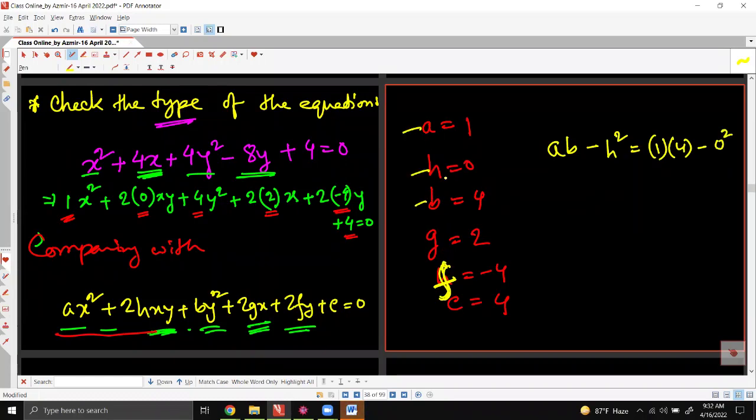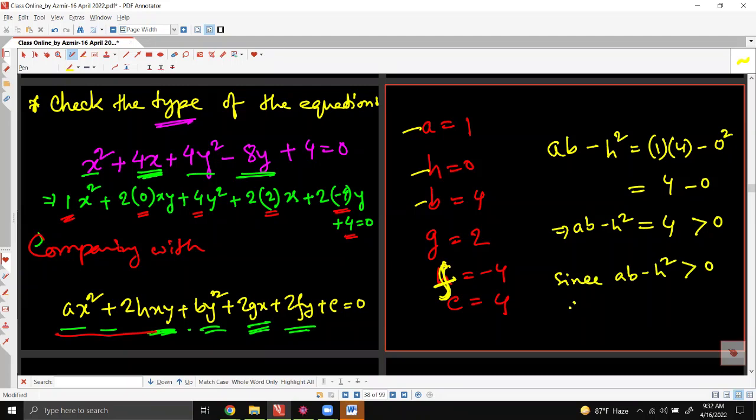ab minus h squared: these three pieces of information are needed only. So 4 minus 0, that is 4. 4 is greater than 0. That means you can see that ab minus h squared is greater than 0. So since ab minus h squared is greater than 0, therefore, let's say this is equation 1, equation 1 is an ellipse. If we have an ellipse, what we can do is now analyze.